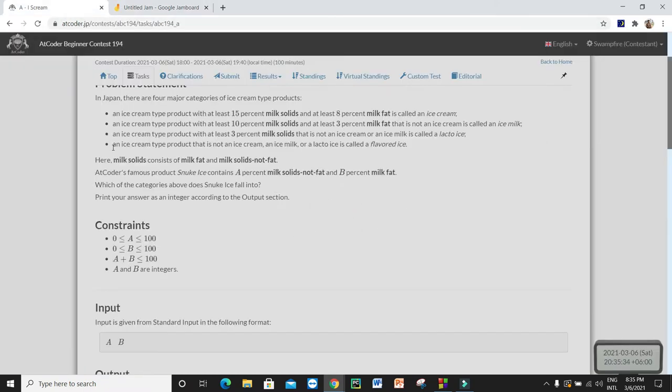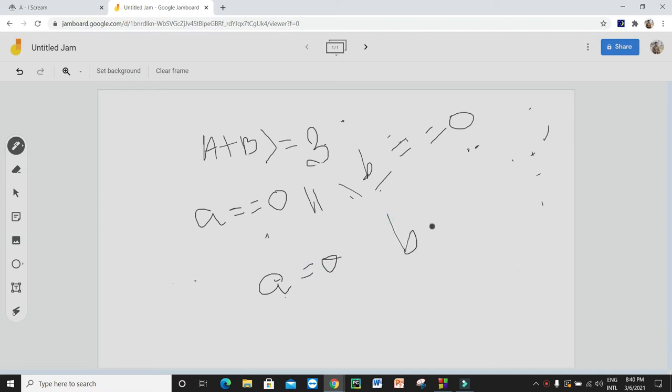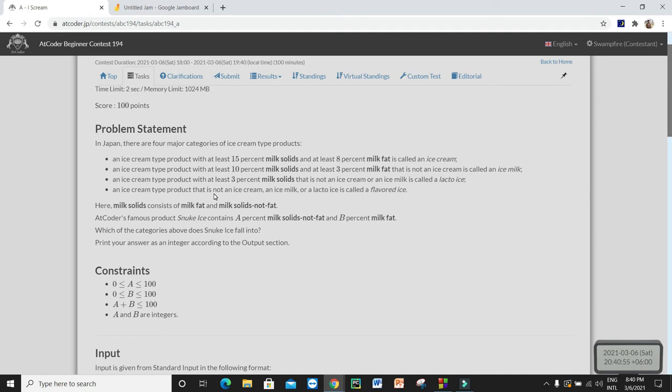And at last, an ice cream type produced that is not ice cream, ice milk or lacto ice is called flavor ice. This is category 4. That means if the value of A equals 0 or the value of B equals 0, then it will be category 4. Why do I say that? Suppose A is 0 and B is something like 4. Solid not fat is equal to 0, right? So if the value of solid not fat is 0, we cannot find the solid fat, right? And that is under category 4 because there is no type, okay?